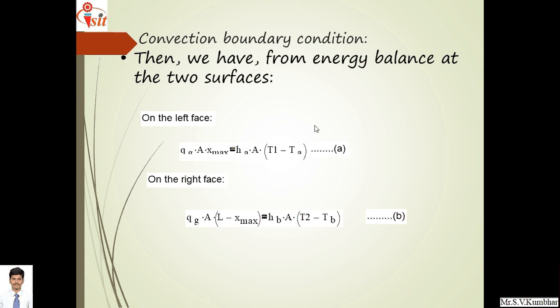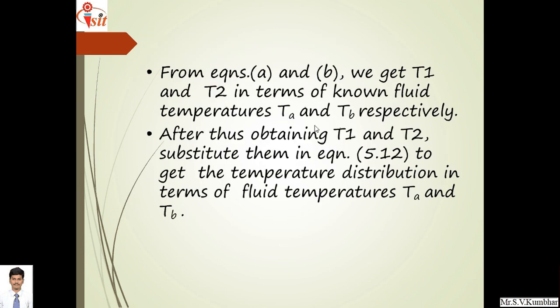So we can write, on the left face, Qg into A into x max is equal to Ha into A into (T1 minus Ta). This is our equation A. On the right side, Qg into A into (L minus x max), which is the right-hand side of the origin, is equal to Hb into A into (T2 minus Tb). From equations A and B, we can get the values of T1 and T2 in terms of the known fluid temperatures Ta and Tb respectively.